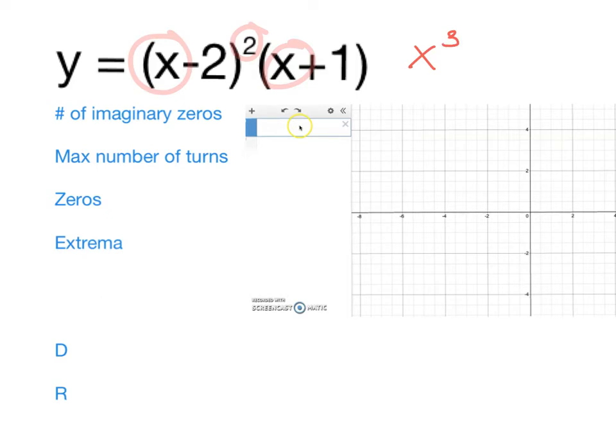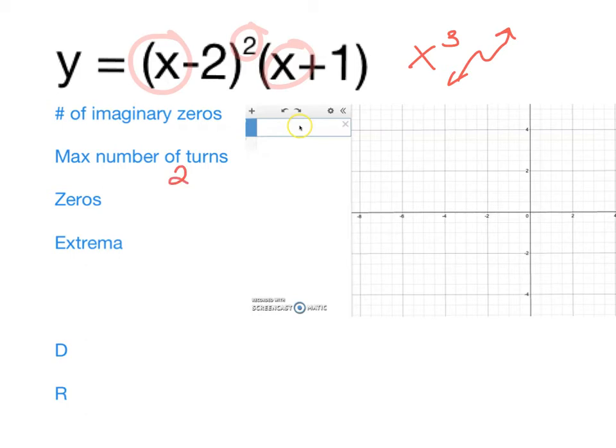And my leading coefficient is going to be positive. So I know it's odd. It's going to look something like this. It's going to wiggle around in the middle, but it'll look like that once I'm done graphing it. Okay, so let's start with the maximum number of turns it could have. N minus 1, it could have 2 turns.